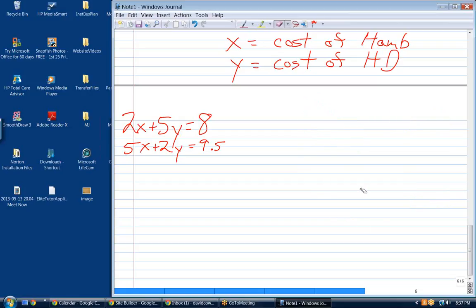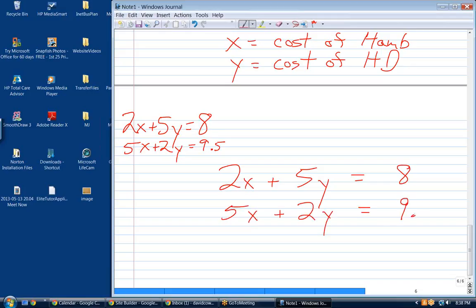Now can you solve these two equations? I'm going to rewrite them, because this is a particularly difficult one to solve, so I want to make sure I give us room. How do you solve these two equations? First of all, what are the two methods for solving equations?